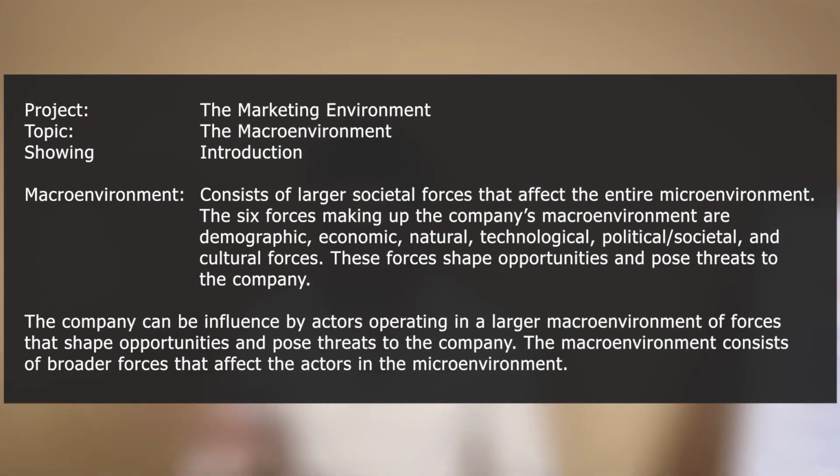The company can be influenced by actors operating in a larger macro environment of forces that shape opportunities and pose threats to the company. The macroenvironment consists of broader forces that affect the actors in the microenvironment. Because marketing is a very visual field, we already have a model with all the forces that represent the macroenvironment.